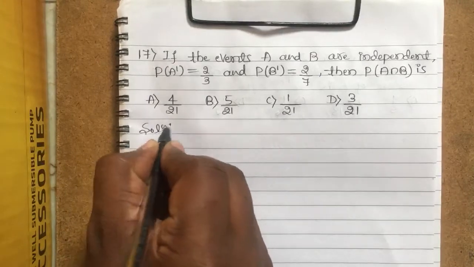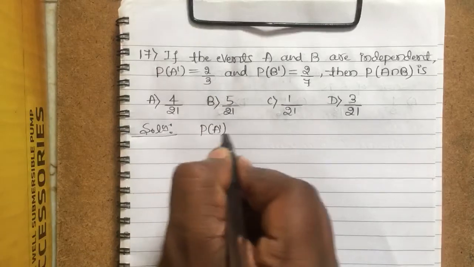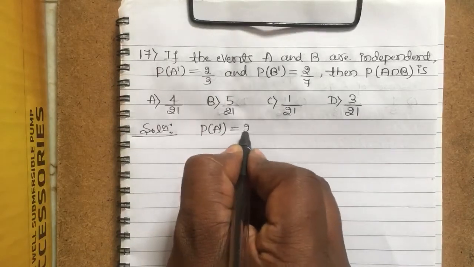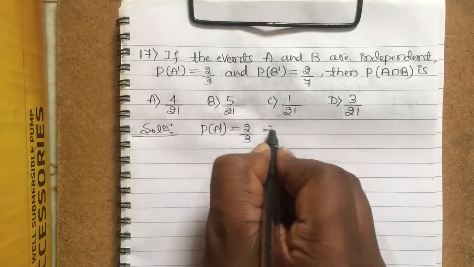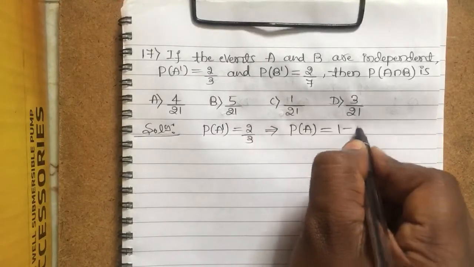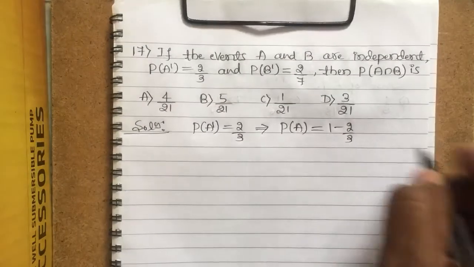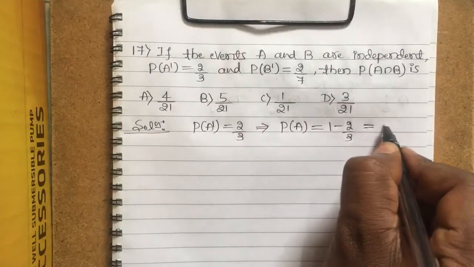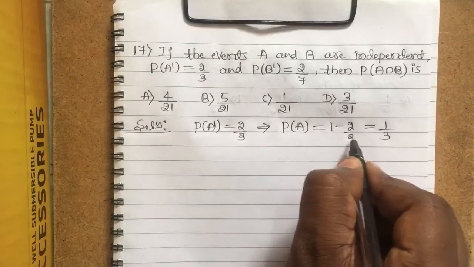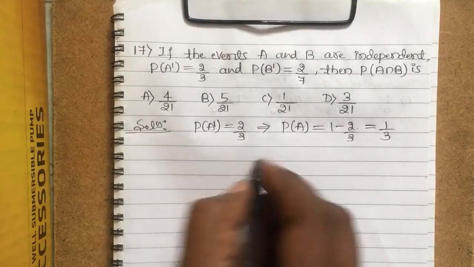So solve this. He has given P of A dash, which is equal to 2 by 3. This implies P of A is equal to 1 minus 2 by 3, because these two are complementary events. So now we get 1 by 3. Take up the LCM: 3 minus 2, it is 1 by 3.